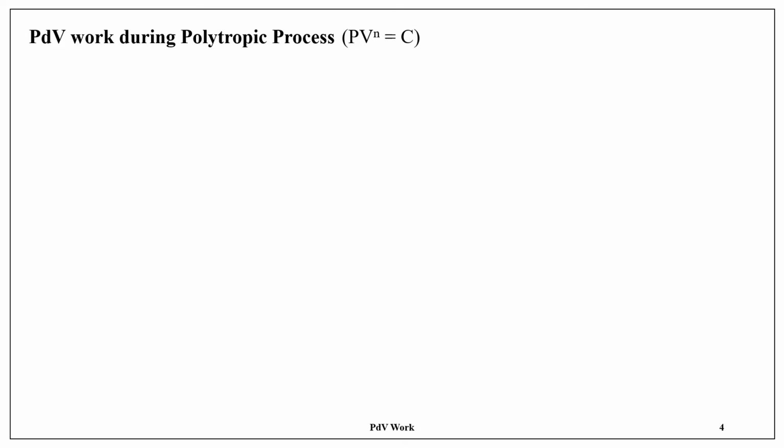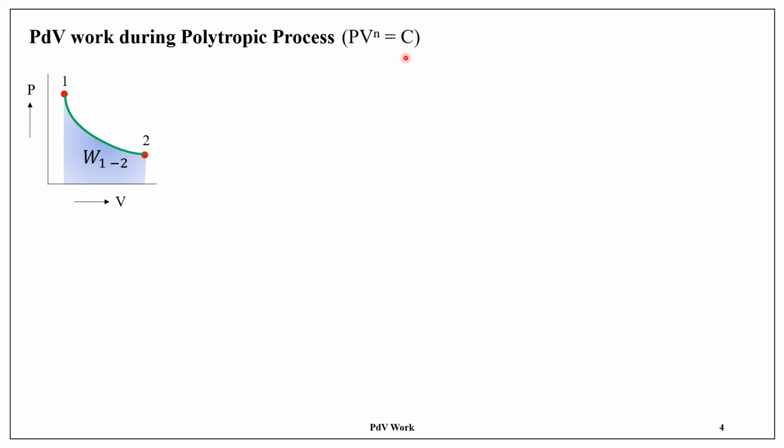So what is the displacement work done during a polytropic process? The pressure relation in a polytropic process is given by P V power n is equal to constant. The representation of a polytropic process in a PV diagram is like this. Initially at state 1, the system undergoes a polytropic process and reaches state 2, and the area under the curve in this PV diagram represents the work done.